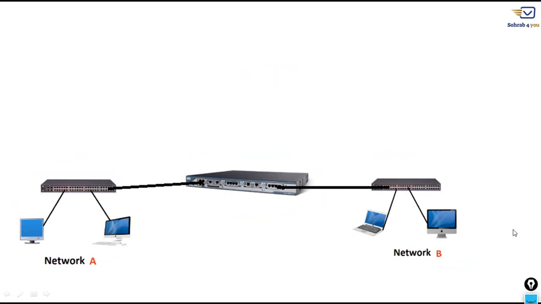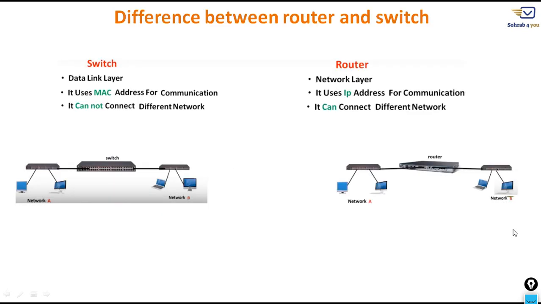So yeah, let's move to the next. Now, what is the difference between switch and router? Simple. This is a switch. A switch works in the data link layer. A router works in the network layer. A switch mostly uses MAC addresses for communication. A router uses IP addresses for communication.